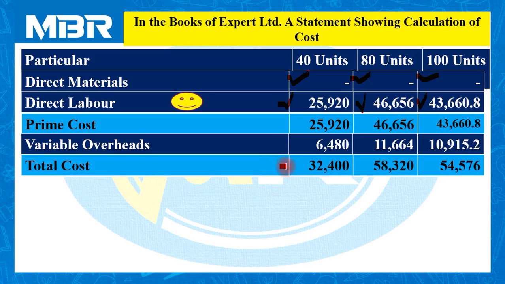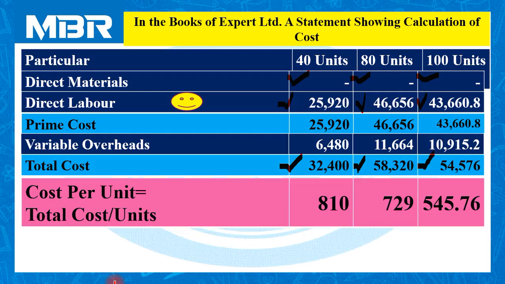Total cost for 40 units is 32,400, for 80 units 58,320, and for 100 units 54,576. Now we need to calculate cost per unit. Cost per unit is equal to total cost divided by number of units.